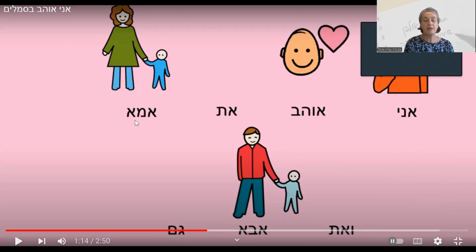I love mom and dad as well. Ima, as far as the child is concerned, is a real noun. And that's why there's no need for the hey, but if you were to write mummy in English, you would write it with a capital, or the same for daddy, because for the child, Ima and Abba are proper nouns.